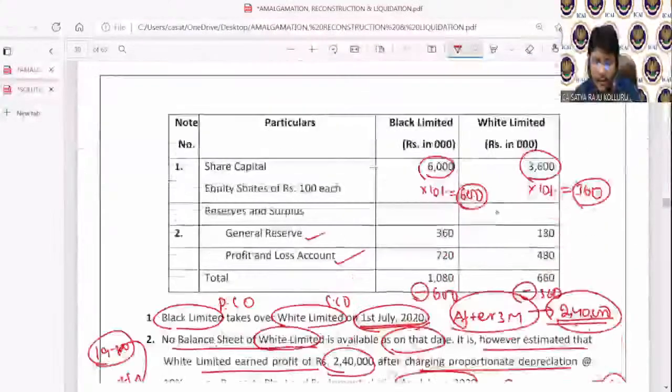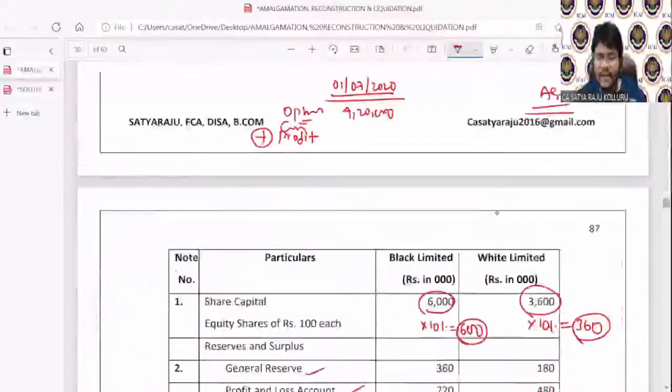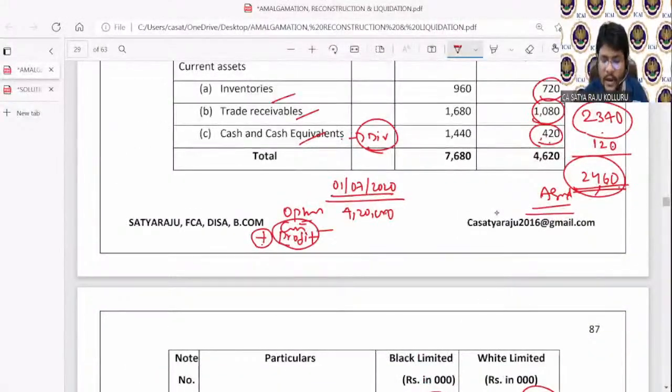Why? Because if you observe here, in White Limited, before charging depreciation, profit is 2,40,000. Depreciation is a non-cash expenditure. If you want to know the cash profit, you need to add back the depreciation. Depreciation is 60,000; 2,40,000 plus 60,000 gives 3 lakhs. So 3 lakhs is the cash profit, and you need to add it.